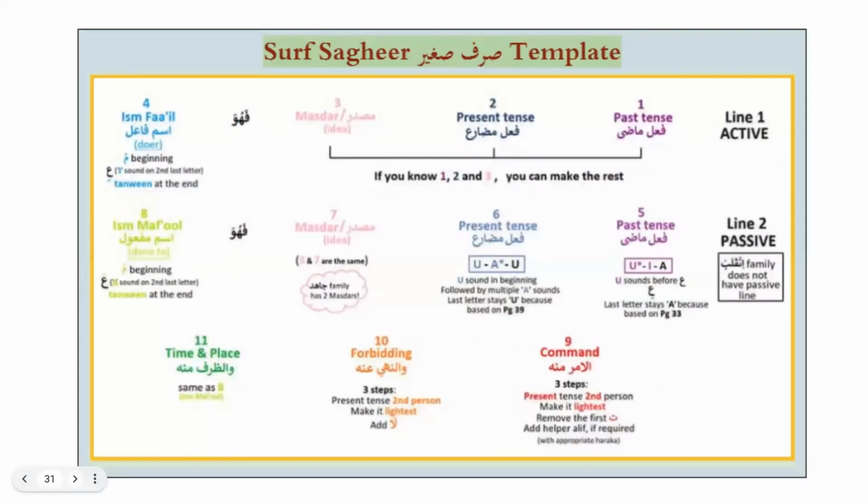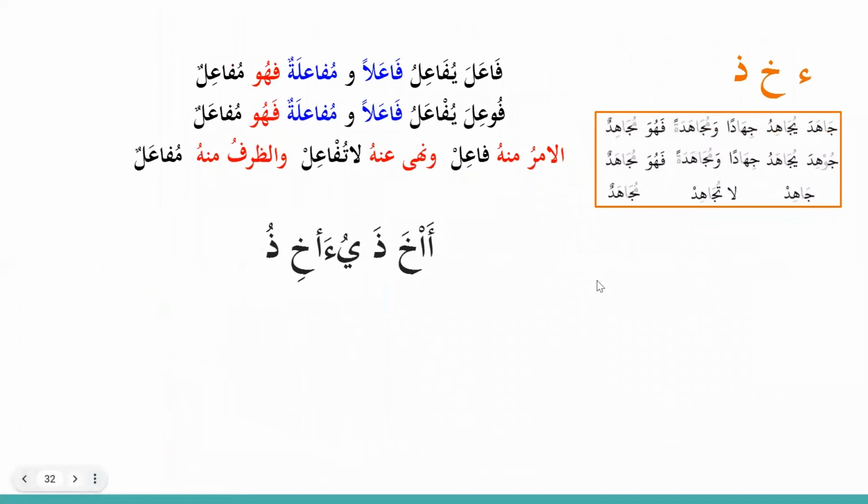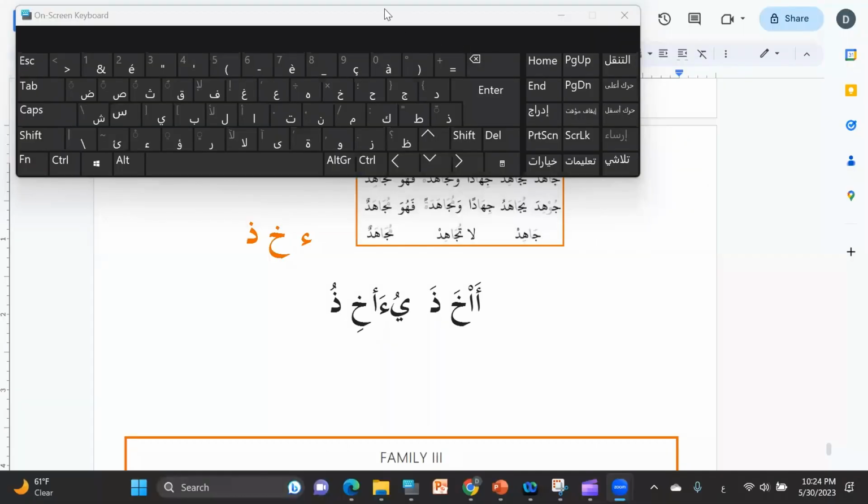And we are going to follow the same pattern, the same template. This is family 3, and we are going to see the irregularity in family 3. Let me take you to the doc, because in doc we can type better. Okay, so we are going to follow the same pattern for family 3. Jahada yujahidu jihadan wa mujahadatan fahuwa mujahidun.